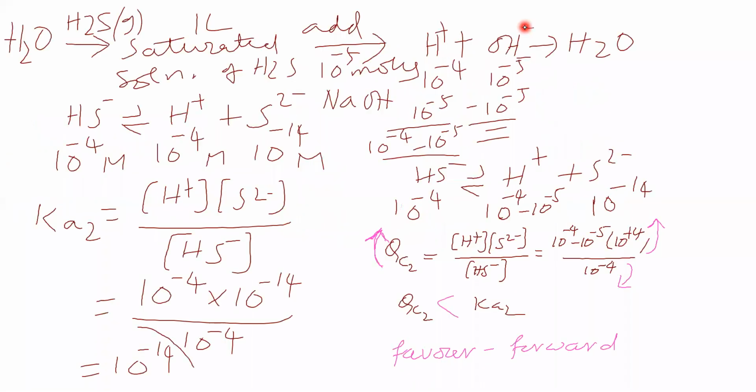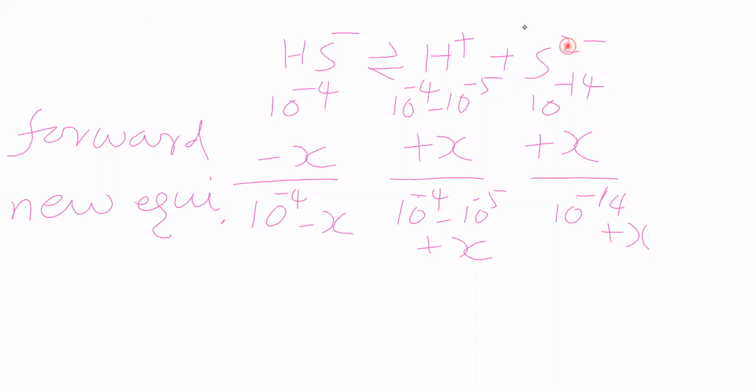Now in the saturated solution of H2S, the concentration of sulfide is 10 power minus 14. Due to addition of sodium hydroxide, the concentration of sulfide becomes 10 power minus 14 plus x. So what happened to the concentration of sulfide? It increases, rises. Due to which effect? Shall we say common ion effect?